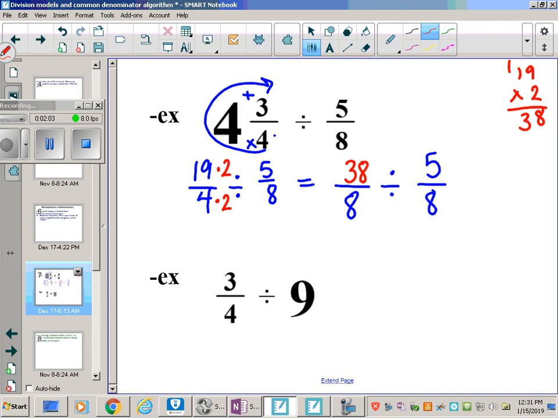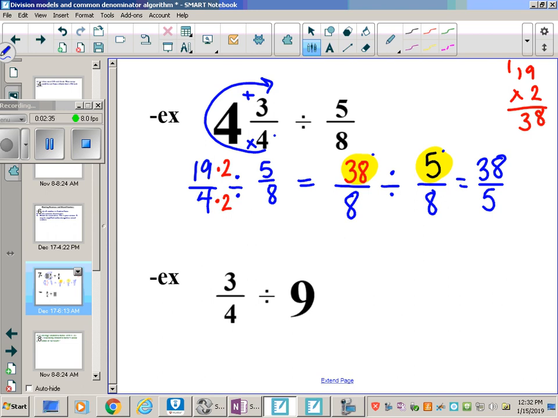So I've now completed step 2. Step 3 is to simply divide the numerators. So my numerators are 38 and 5. So it truly means to do 38 divided by 5, and that's going to be your answer. So this is going to say 38/5 means 38 divided by 5. So that's my answer. And again, it comes from my first numerator divided by my second numerator.